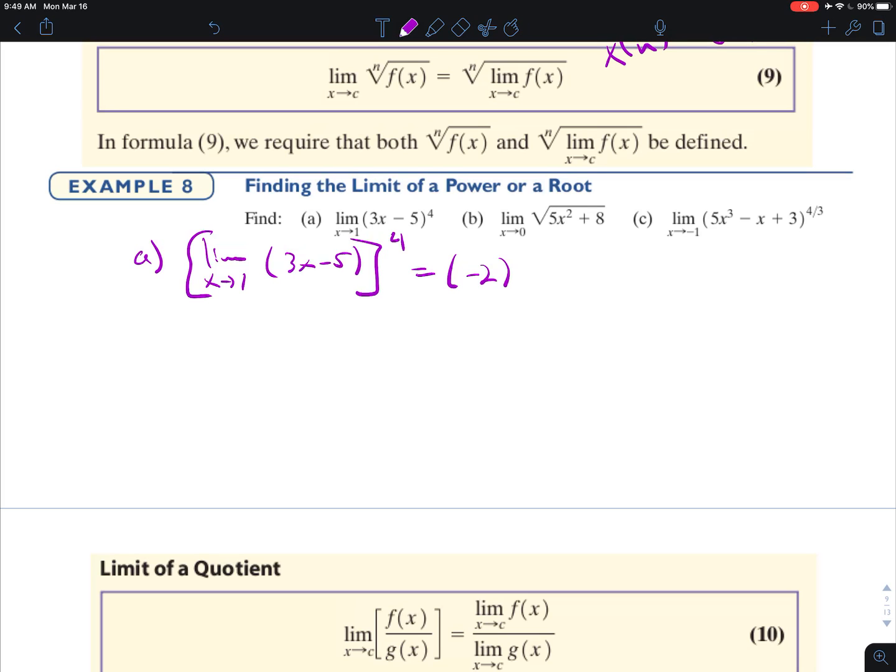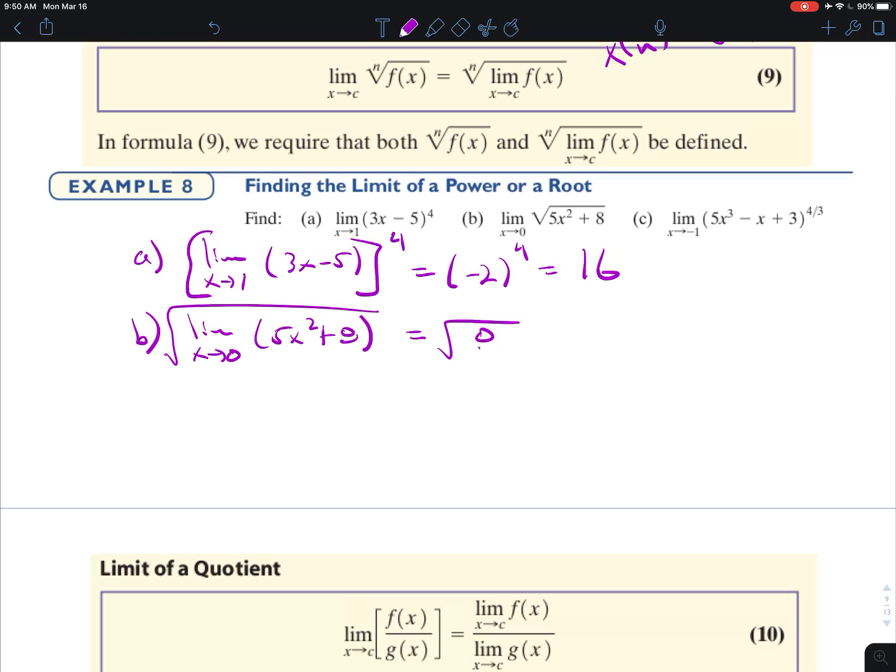And because it's polynomial, I can plug it in. I get negative 2 to the 4th power, which is 16. For the second one, the limit as x approaches 0 of 5x squared plus 8, I could take this entire thing and square root it. Square root the entire limit, which is the square root of, when I evaluate that at 0, I get 8. Square root of 8 is 2 radical 2.